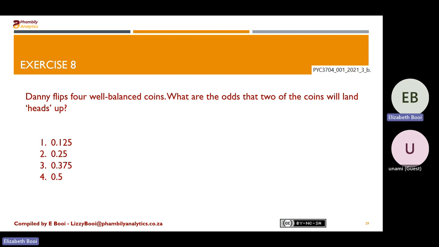Then you flipped four unbalanced or well-balanced coins. What are the odds that two of the coins will land heads up? You can also create a decision tree on this one so that it helps. So it means I have to draw a big one now. We start at the beginning and it lands on a head and a tail, and we're going to split.